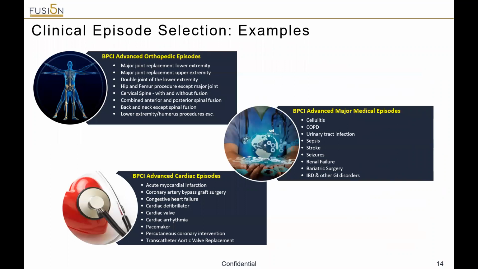Just to give you a flavor of what they are, obviously joint replacements and spine episodes are the biggest ones in orthopedics. Major medical is where you've got COPD, sepsis, stroke. They just added seizures, bariatric surgery, inflammatory bowel disease to the major medical ones. And the cardiac episodes, of course, cardiac defib, cardiac CHF or cardiac heart failure, valve replacements, arrhythmia. They just added one of the new episodes, transcatheter aortic valve replacement, or what's commonly called TAVR. That's where you can replace an aortic valve by running up through the femoral artery and doing it as not an open heart procedure.